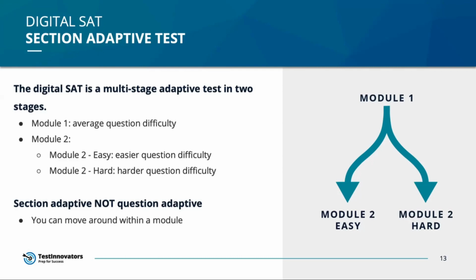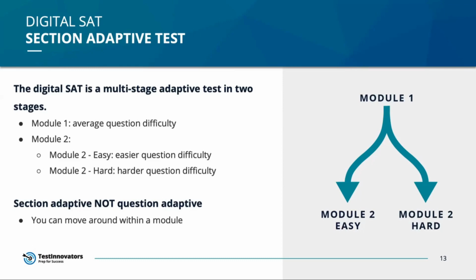IRT provides a framework for analyzing and modeling the relationship between an individual's ability level and their performance on a given test question. So it assumes that the probability that a test taker correctly answers a given question is a function of both their ability level and the difficulty level of that question. So what does that mean? Well, if you turn it around, think about this. If you get a question right on a test, that's some evidence that you understand the material, right? Especially if it's a hard question.